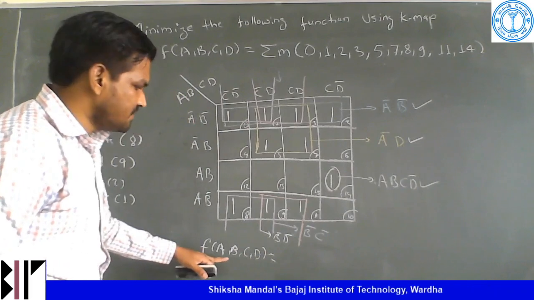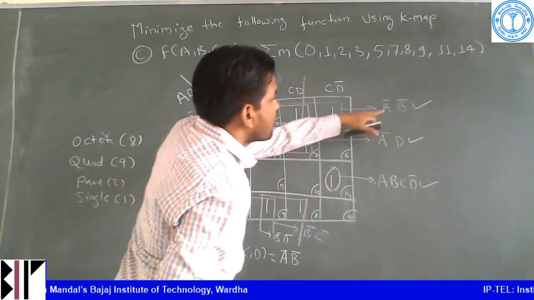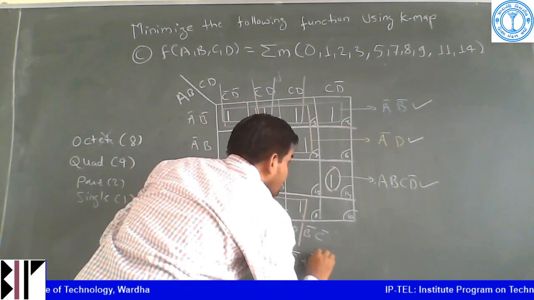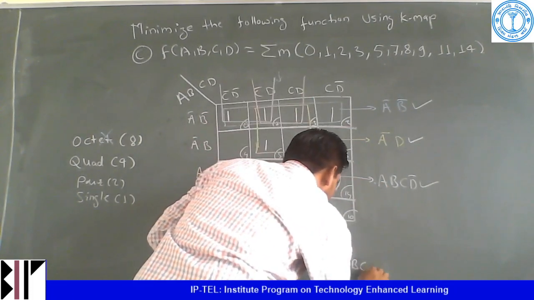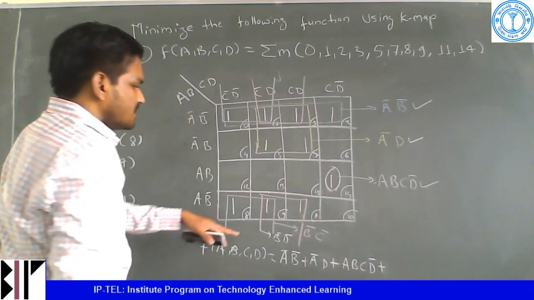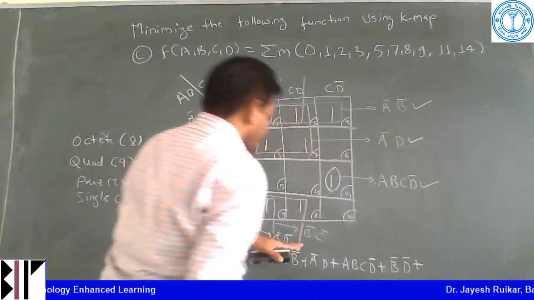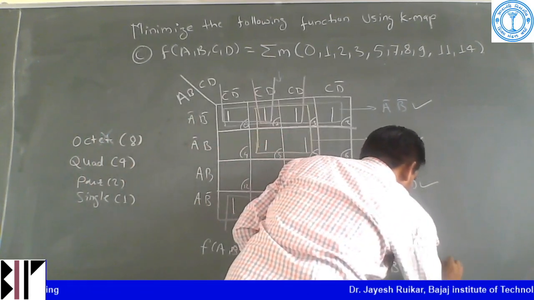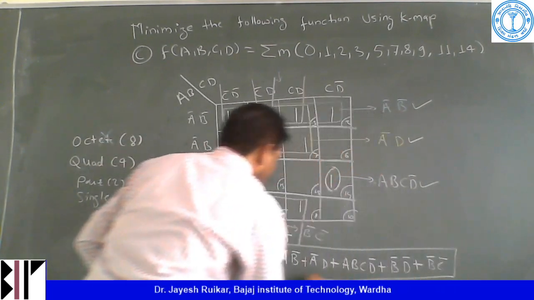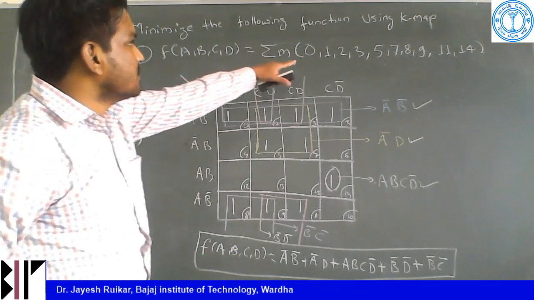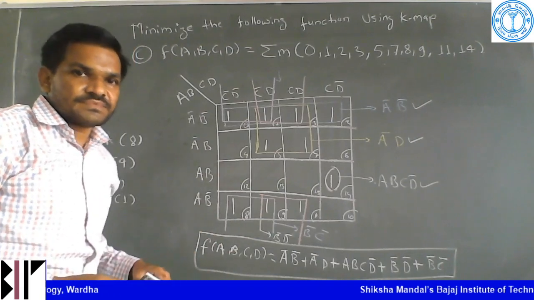So function of A B C D can be, I am writing this first term, that is A bar B bar. Okay, then second plus A bar D plus A B C D bar, so 3 terms are there. Then this is fourth term B bar D bar plus B bar C bar. So this is my minimized expression, when the function gives us a min term. So this is my minimized expression using the K-map. Got this? Okay.